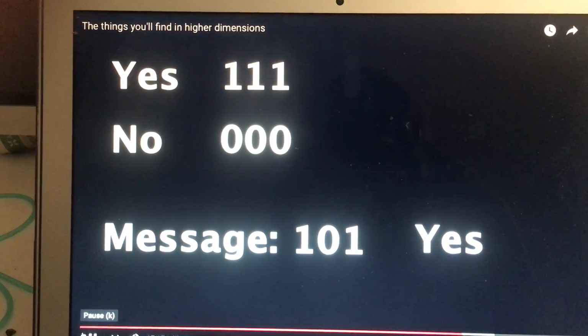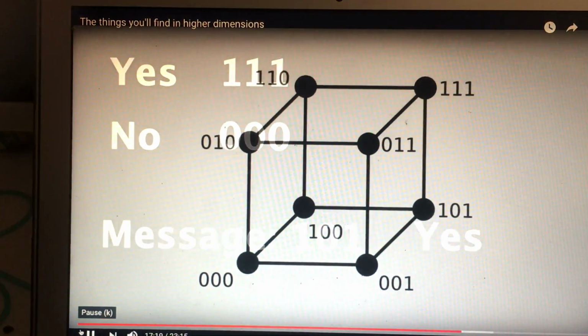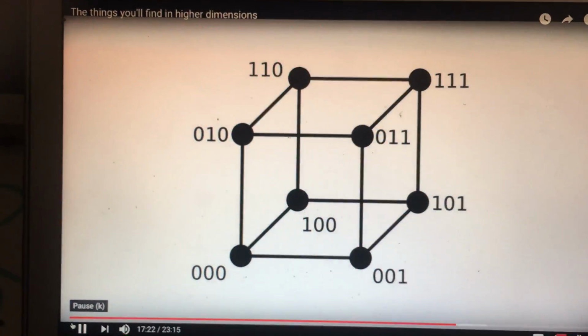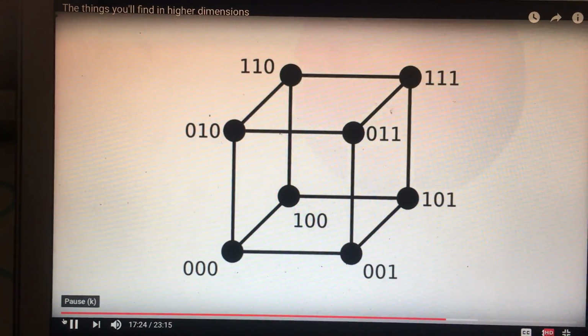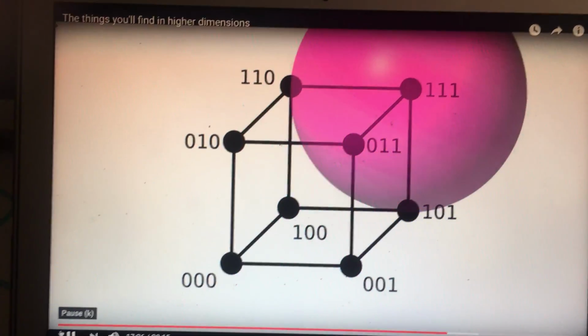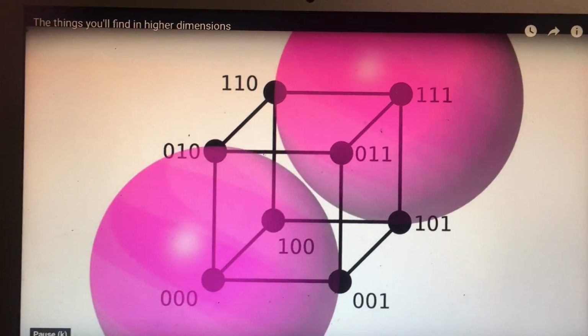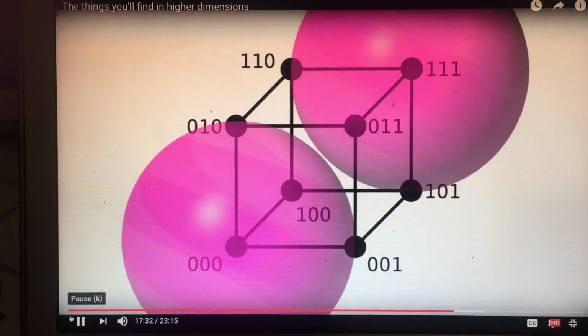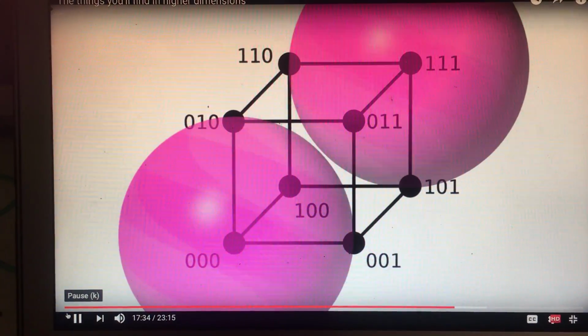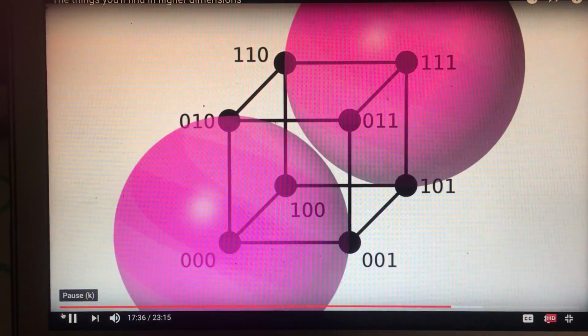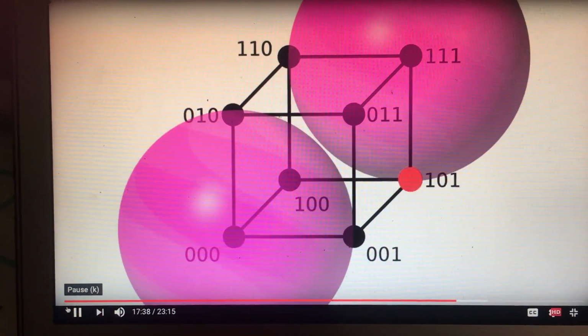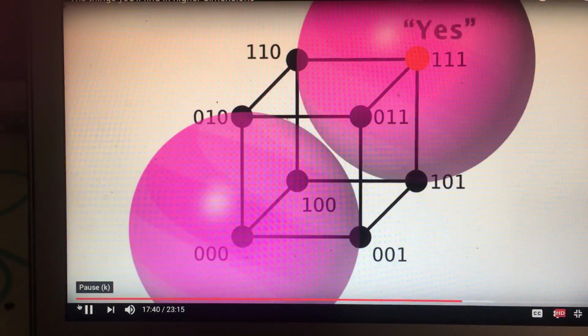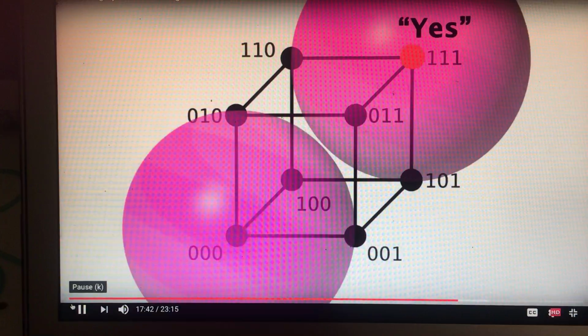Well, we can think of each possible message as a point in 3D space located on the corners of a cube. We'll put a sphere centered at the 111 message and one at the 000 message. If the radius of those spheres matches the length of the cube, then whatever messages they cover will be interpreted as the message at the sphere's center. Like here, the 101 message would be interpreted as the 111, or yes, since that sphere includes both of those corners.